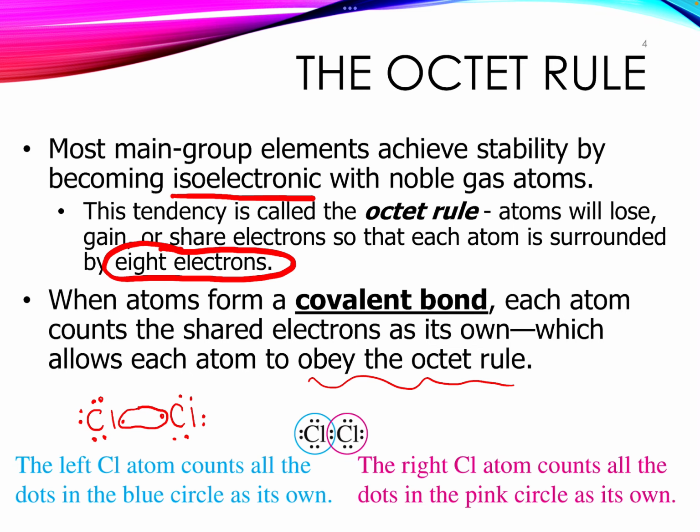So when they end up sharing that electron, this chlorine on the left thinks it has 2, 4, 6, and then 8. And the chlorine on the right thinks it has 2, 4, 6, 8. So by sharing these electrons, each chlorine thinks it has 8 valence electrons because it's sharing those 2 in the middle. Each chlorine kind of thinks that they, quote unquote, own the electrons that are in the middle. Pretty cool.